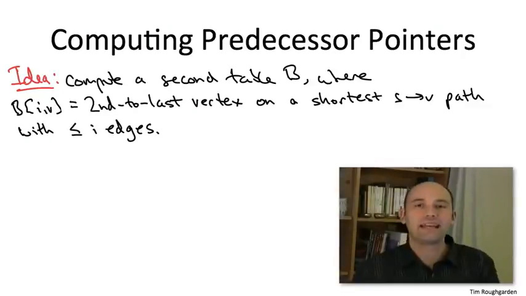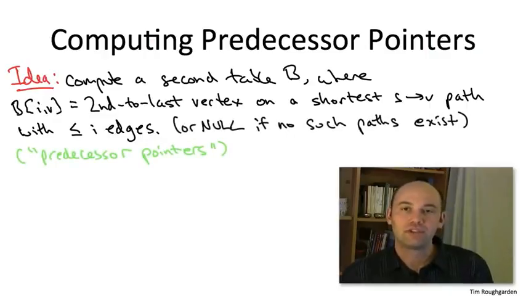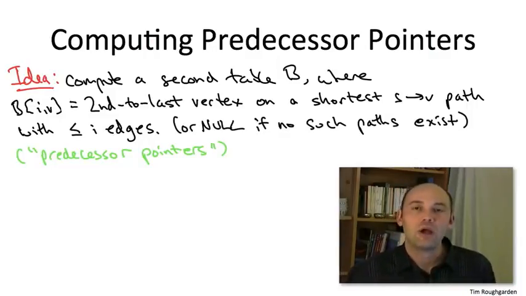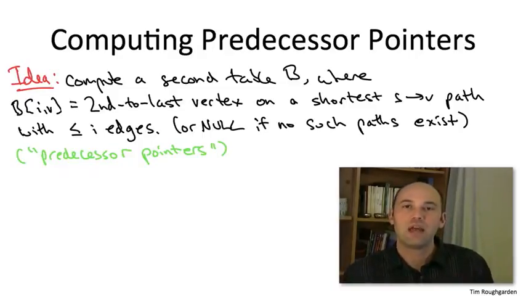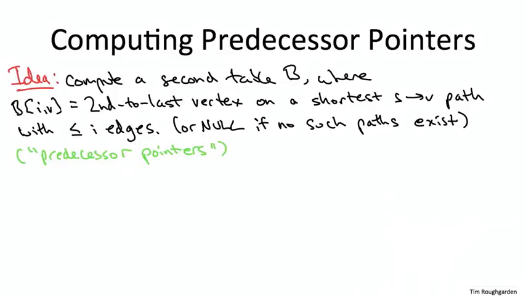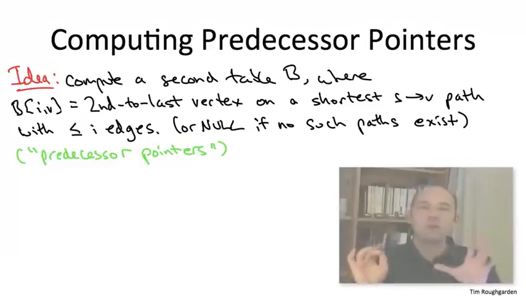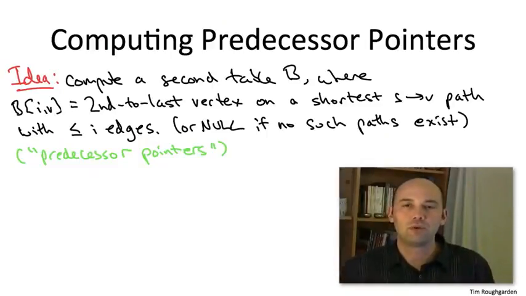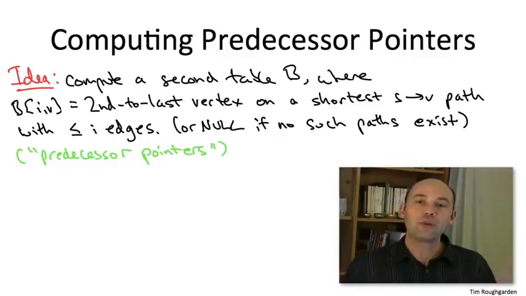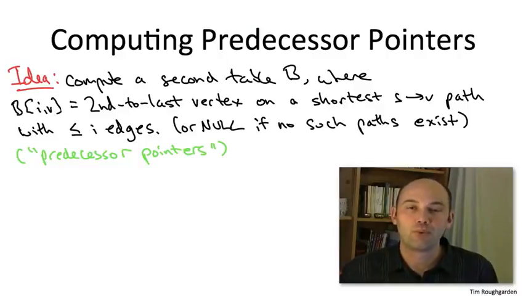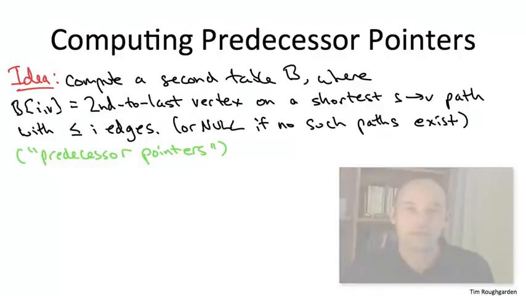So we're going to call this second two-dimensional array B. We're going to call its entries predecessor pointers. Again, the semantics are this pointer points to the predecessor of this destination v on a shortest path from s to v that has at most i edges. Of course, if i is sufficiently small, there may be no such paths from s to v, and in that case, we just have a null predecessor pointer. So for a moment, let's just forget about the space optimization that we're trying to attain, and let's just observe that if we correctly computed these capital B's, then simply traversing predecessor pointers would reconstruct shortest paths.